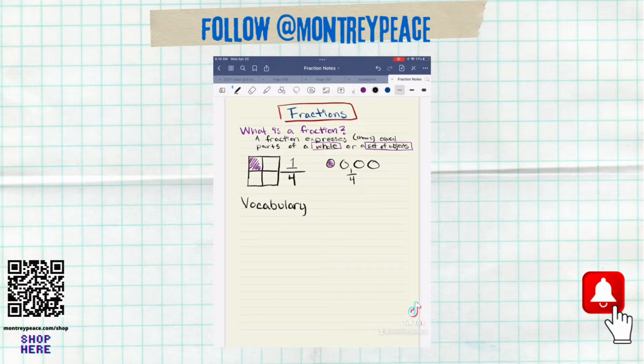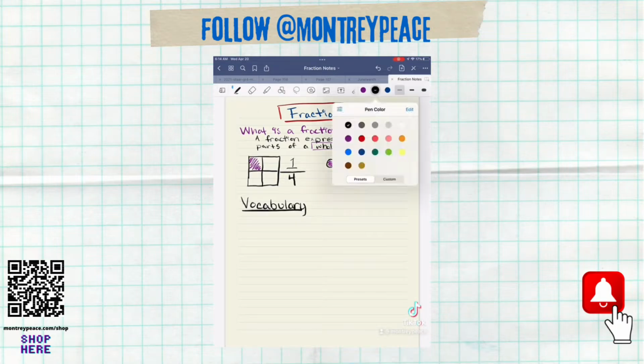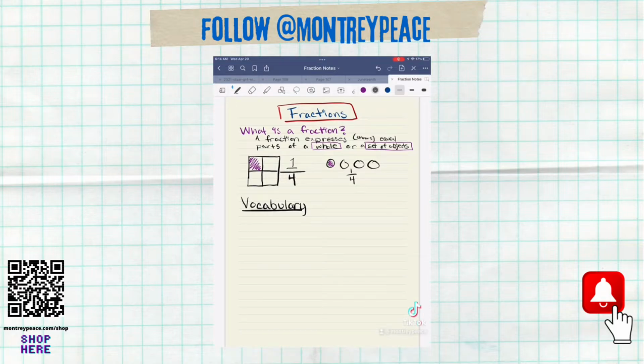So let's talk real briefly about some vocabulary that you need to know, and how you actually name the different components of a fraction. It's pretty important moving forward. That was a funky triangle, a little funky triangle. So let me try to redraw that. That's okay. That's a little better. So we're going to shade one part of that. Remember, it's a part of a whole.